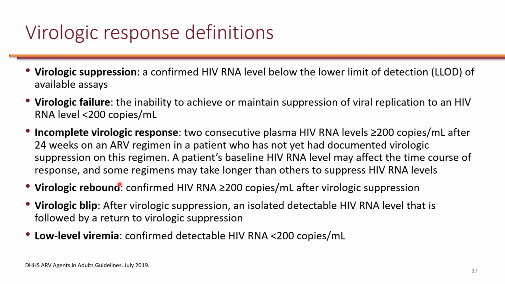Virologic rebound is when a patient has virologic suppression, but then after virologic suppression, the viral load becomes greater than 200 copies per mL. And a virologic blip is once the patient gets virologic suppression, then there's a single isolated detectable RNA level, and then the patient goes back to suppression. So this is a quick virologic blip. And of course, low-level viremia is if the virus is actually detected, so greater than 50, but less than 200.